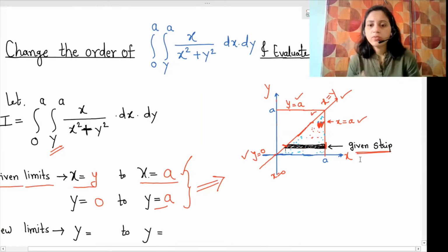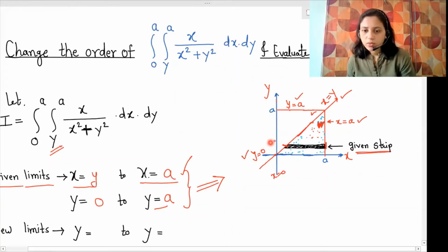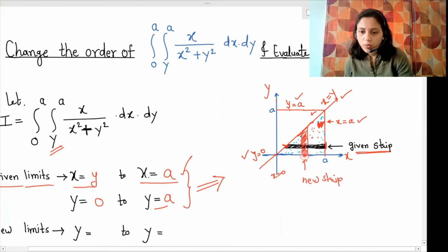Now the next point: for that we need to draw a new strip which is vertical. Let me draw this. Suppose this is my new strip. Now I'm going to find the new limits or new order, right? I'm going to move this strip from this point to this point, and the strip goes from this point to this point. Now let us find all the points.